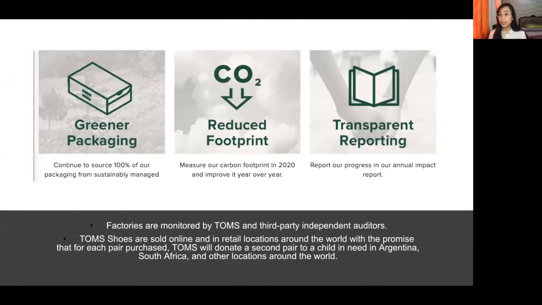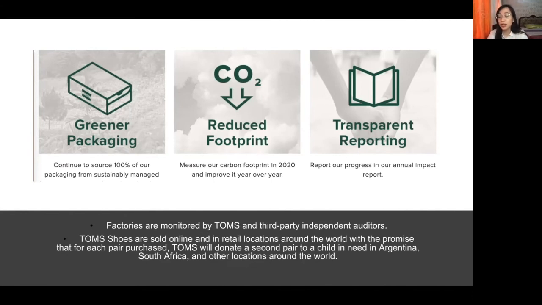Okay, this is the kind of story that I was telling a while ago. TOMS shoes are sold online and in retail locations around the world with the promise that for each pair of shoes, okay, TOMS will donate a second pair to a child in need in Argentina, South Africa, and other locations around the world. Okay, it was their mission that lahat ng mga tao, lahat ng mga stakeholders na meron sila in their company, even the customers, can actually contribute in the success of their projects or their campaigns. So this continuously has a very great social impact.